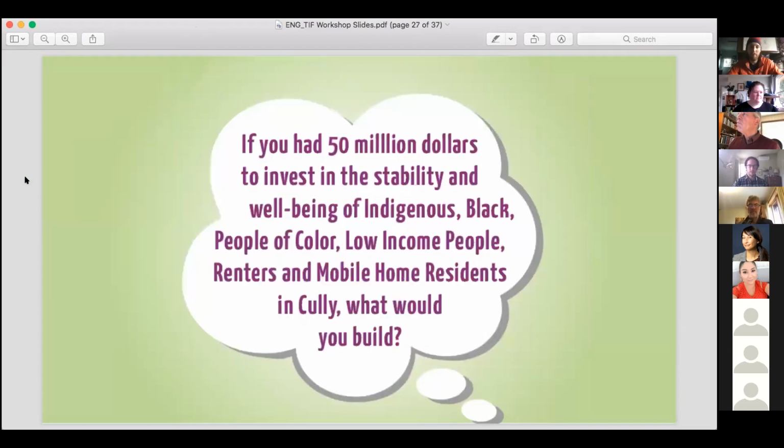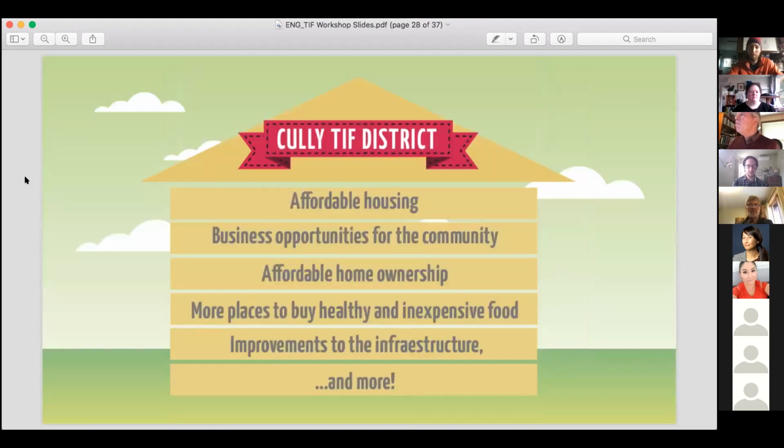So this is when we do our focus groups, we're then splitting community members up into small groups to discuss this question. If you had $50 million to invest in the stability and well-being of Indigenous and Black and people of color and low-income people and renters and mobile home residents in Cully, what would you build? And we share these sorts of ideas. And then we ask folks to really brainstorm and tell us their priorities. The survey that we'll be sharing the link for on the email list also offers folks the chance to give their feedback on this question.